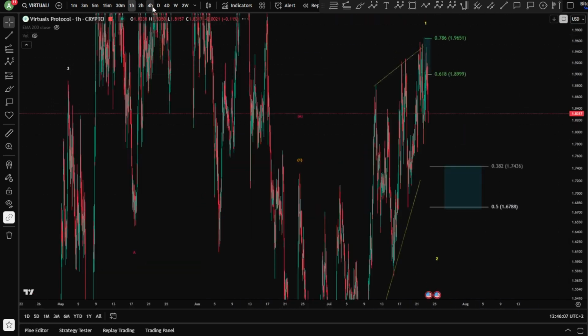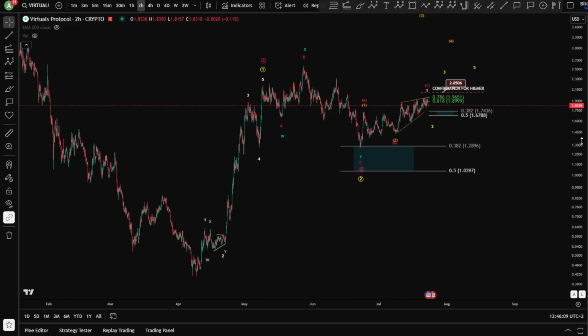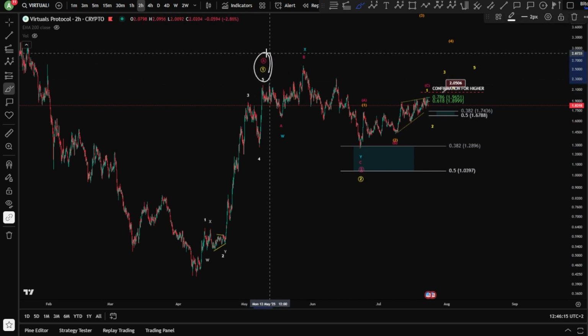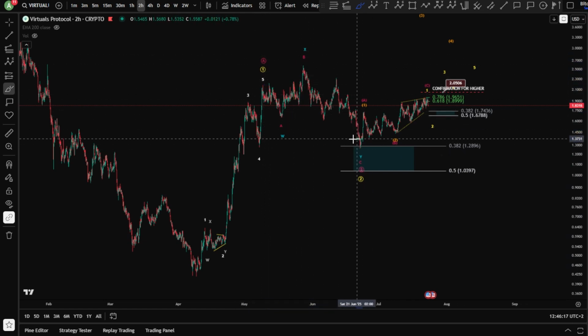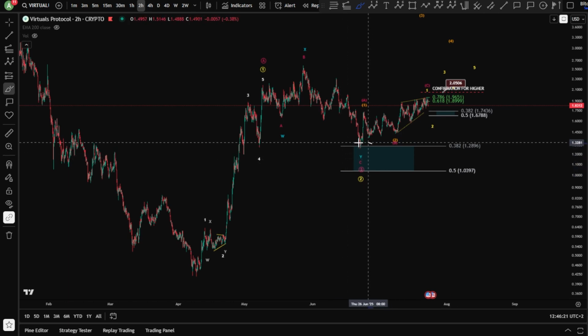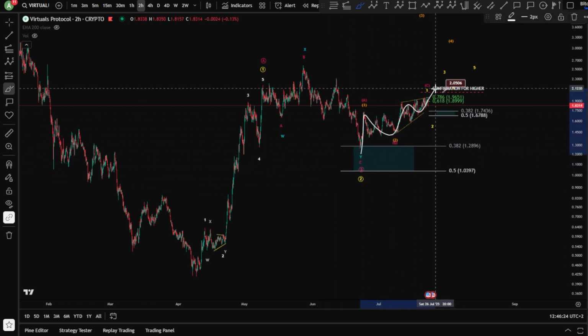Let's see Virtuals also on the 2 hour chart here. So Virtuals on the 2 hour chart, we have a 1, 2, 3, 4 and a 5, a finished wave 1 or a wave A, B and a C wave 2 finished around the 0.38, perfect fib level, perfect fib time, and start to move toward the upside.